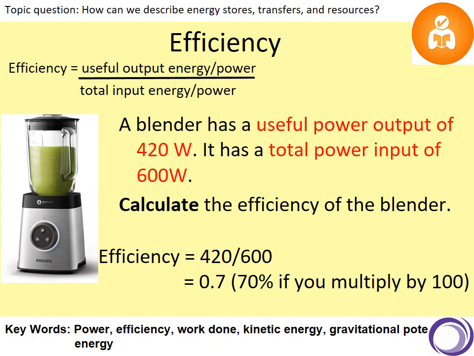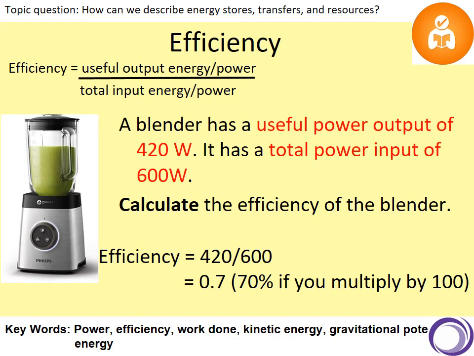Hopefully you have pointed out that the useful power output was 420 watts and the total power input was 600 watts. So for your calculation you should have done 420 divided by 600. You should have got an answer of 0.7. If you got an answer greater than 1, then you have put your numbers the wrong way round. For efficiency, if you're keeping it as a decimal, you cannot have an answer greater than 1. So just be careful with that.